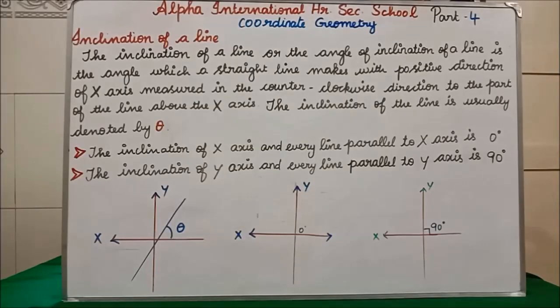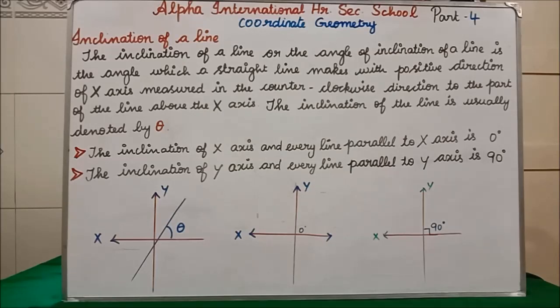We are now in part 4 video. In part 4 video, we are going to see the exercise 5.2. Before going to exercise 5.2, we want to know some definitions and formulas so that we can do that exercise 5.2. Now, the first definition in exercise 5.2 is inclination of a line.